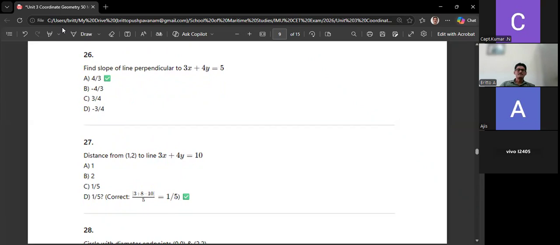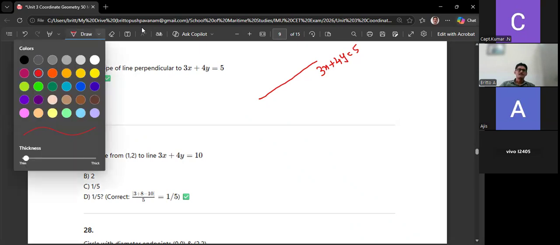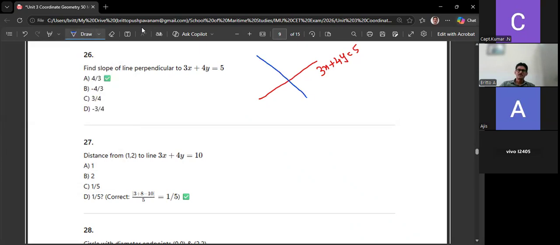Find the slope of the line perpendicular to 3x plus 4y equal to 5. So here I think the questions are a little tough. You have to do the problem and find the answer. Find the slope of a line perpendicular to this. You are given one line, 3x plus 4y equal to 5. Now they ask to find the slope of the line perpendicular to it.